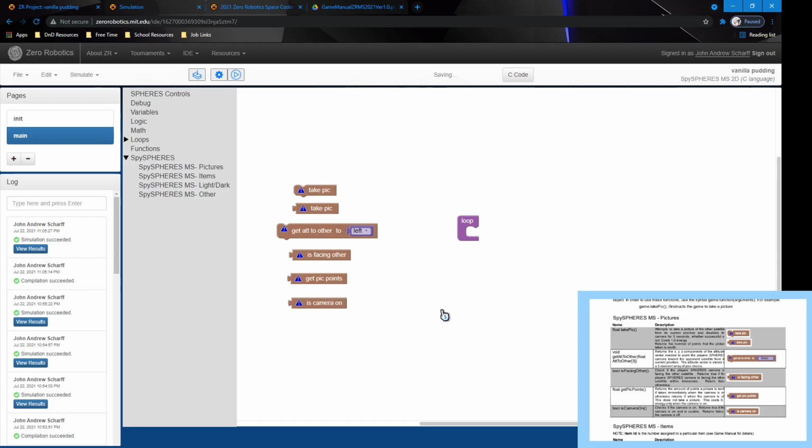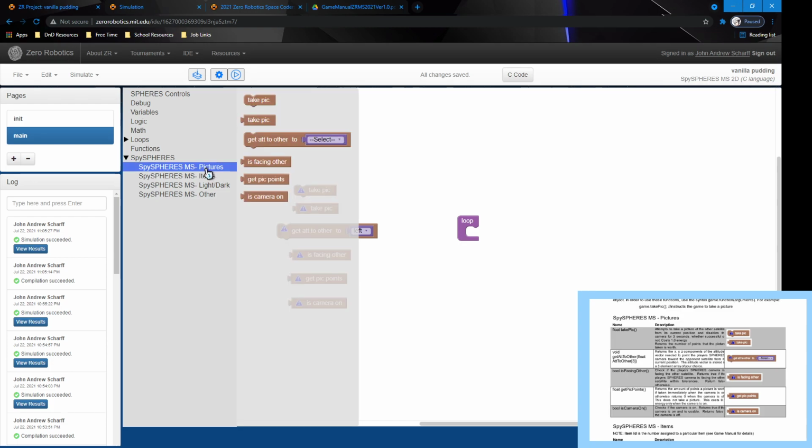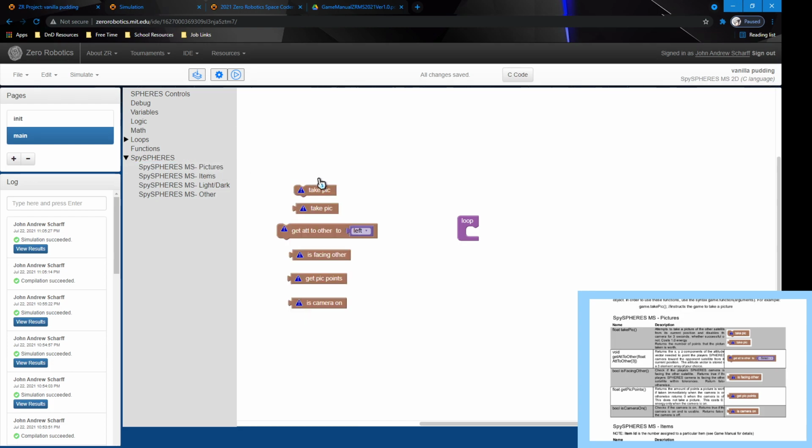So, that kind of sums up the SPYSPHERES picture portion of the functions that are available to you. Just as a quick rundown, these take pictures for you. This one takes a picture and returns how much it was worth. This one sets your attitude so that you will always be facing the target. This one checks to see if you're facing the other person. This one gets the amount of points a picture would be worth if you were to take it right now. And this one checks if the camera is on. And that's it. With that, that sums up the pictures portion.